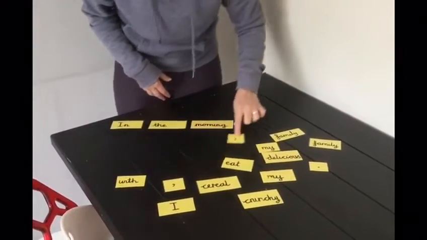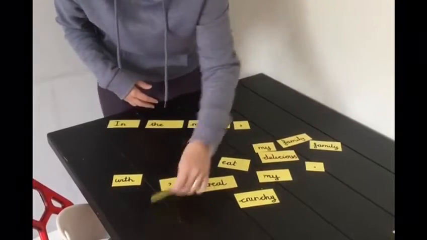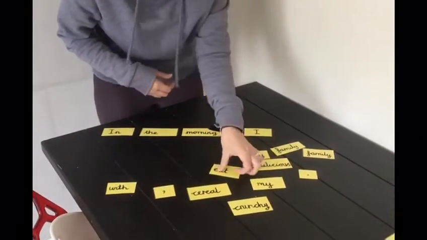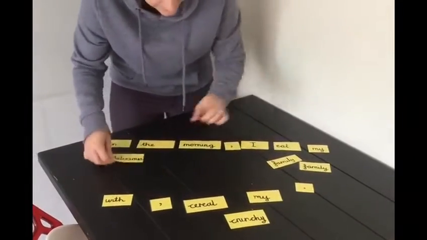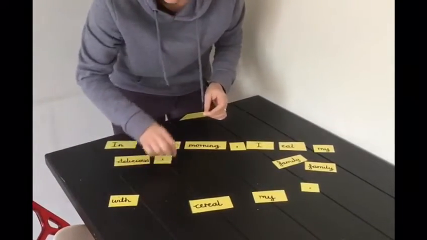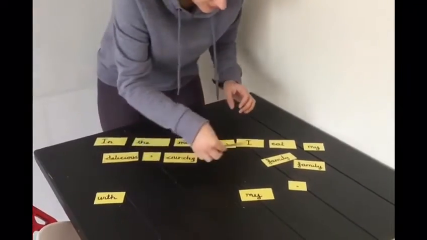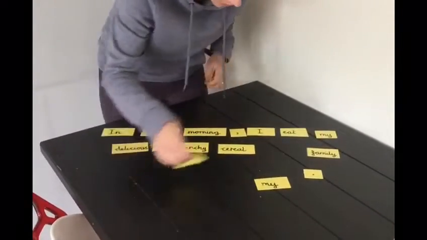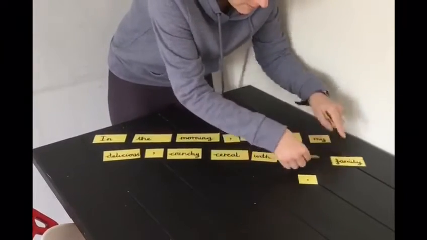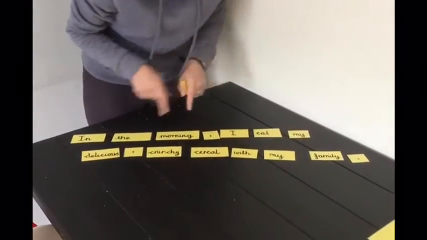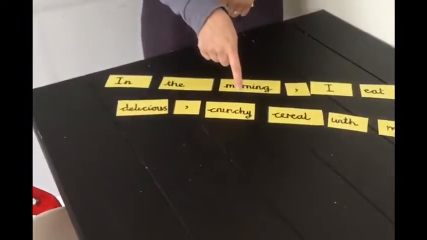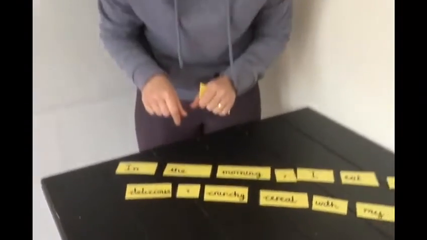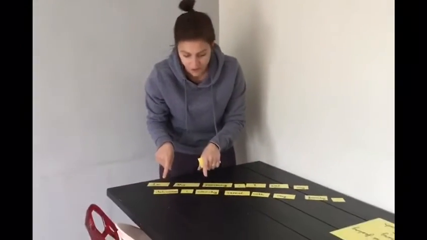What do I need after the fronted adverbial? A comma. In the morning, I eat my delicious, crunchy cereal with my family. And guess what? What else do I use there? Delicious, crunchy. I've used an expanded noun phrase because the adjectives are describing the noun, which is cereal.